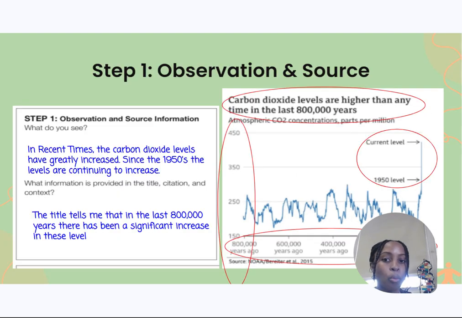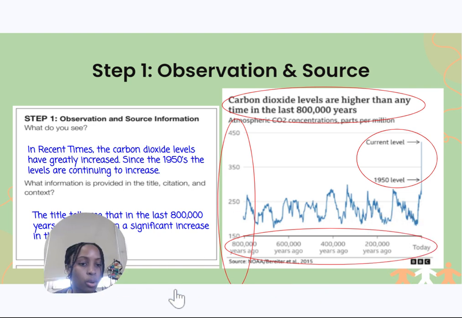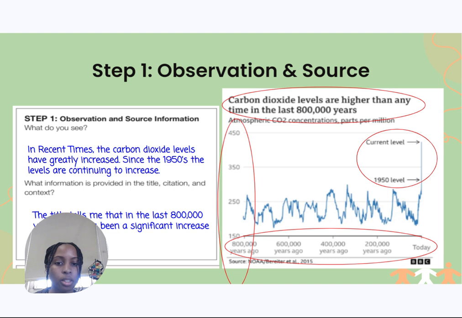For step one, we are going to observe the graph. We're going to start by looking closely at the title and the X and Y axes, and we're also going to look at what is happening in the graph. I can see that there is a weird trend going on. We're seeing a relatively steady line, and then around the 1950s level, it shoots up and continues climbing.